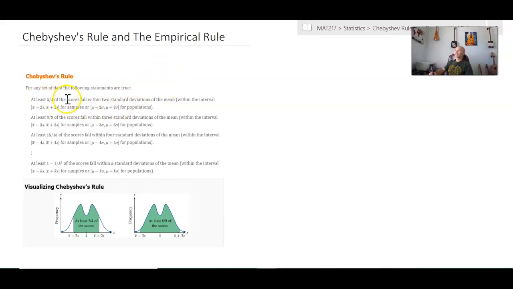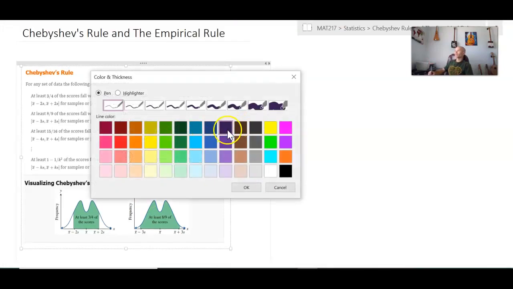It says that at least 3/4 of the scores in your data set fall within 2 standard deviations of the mean. So within the interval x bar minus 2 times the standard deviation and x bar plus 2 times the standard deviation. That's for samples, or if we're dealing with populations, then we just replace x bar and s with mu and sigma.